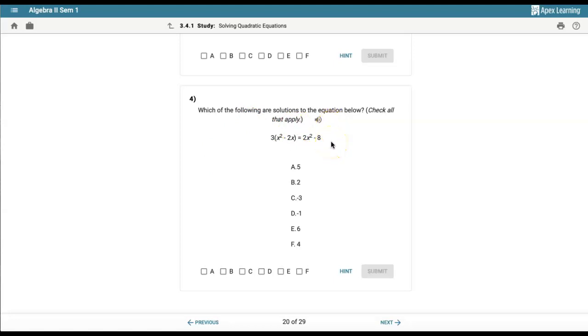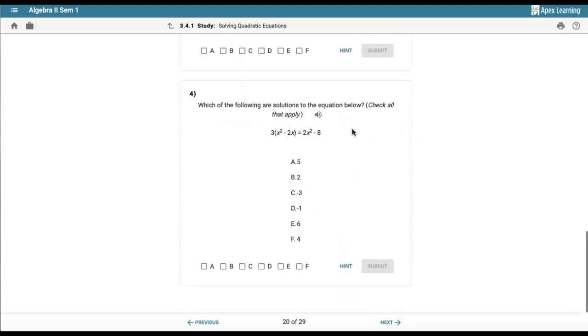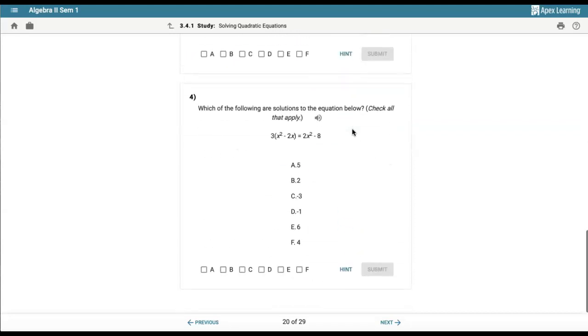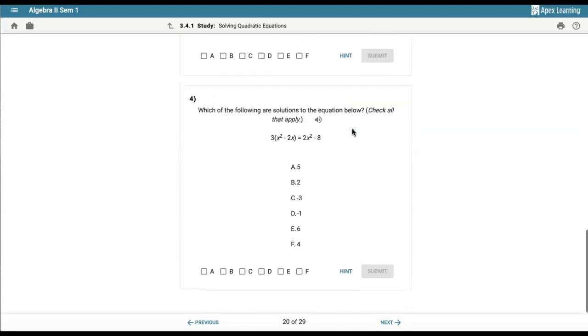Then you are going to factor. You should get 2 quantities: x minus something or x plus something, and then a whole other one. You're going to put both of those factors equal to 0 and then solve from there. So again, that's putting it all together. And these questions are what's going to be on quiz 2.